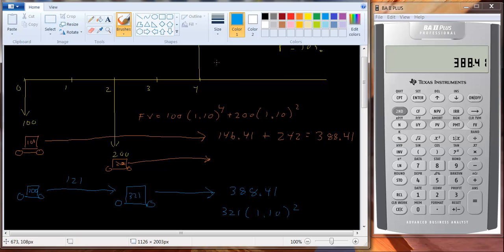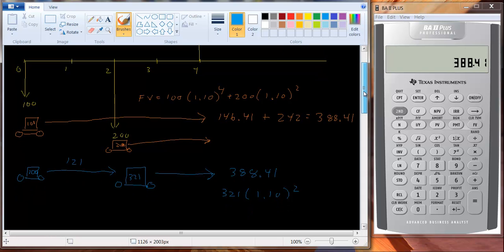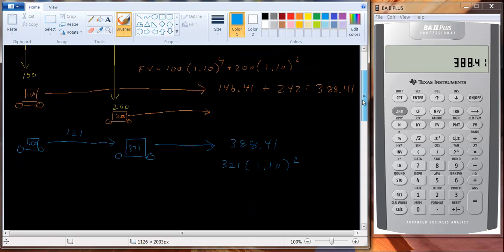Let's do one more. Let's do one sort of where it doesn't really make sense from a traveling point of view, but how about if the $200 goes back to the 100 and then they drive together? So let's try this analogy. All right, let me pick another color here. So in this case, I'm going to have the 200.